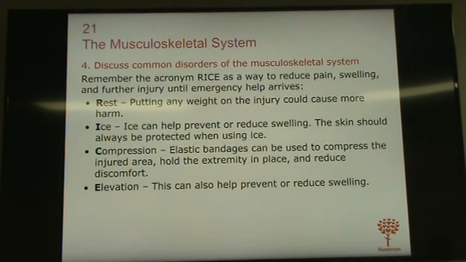One thing with any kind of pain in the limb or swelling, this acronym RICE, that's what you use to decrease it, to take care of it. You rest the area. You ice it, you can use compression elastics, a bandage to wrap it to decrease the swelling, and lift it up, elevate. So RICE means rest, ice, compress, and elevate.